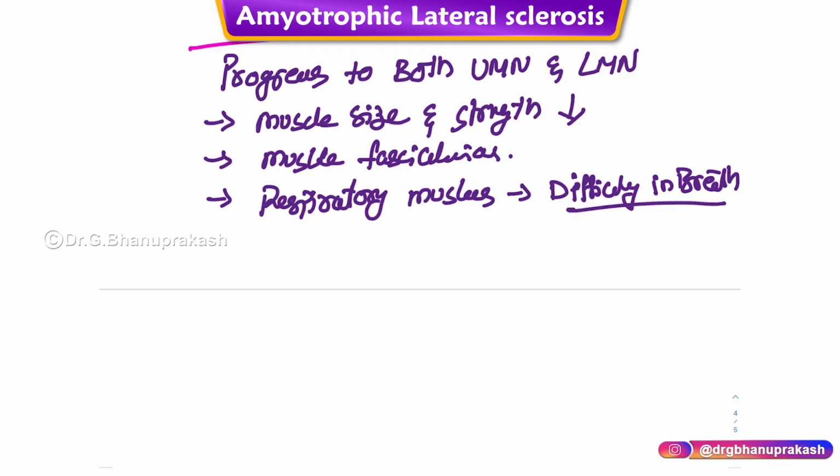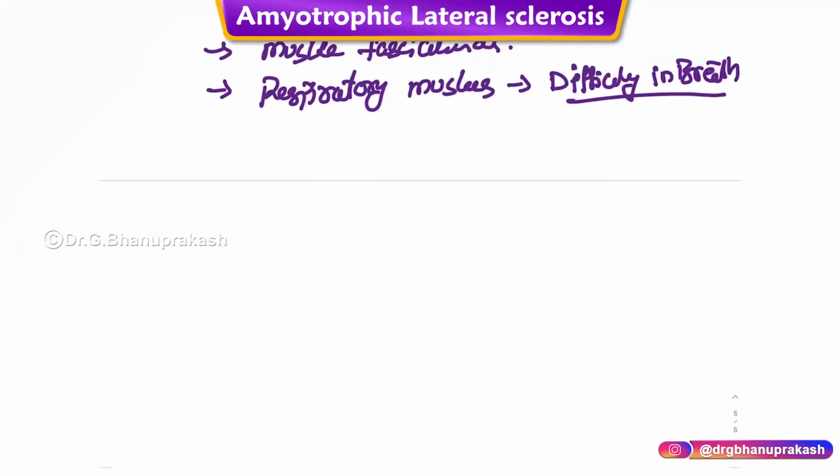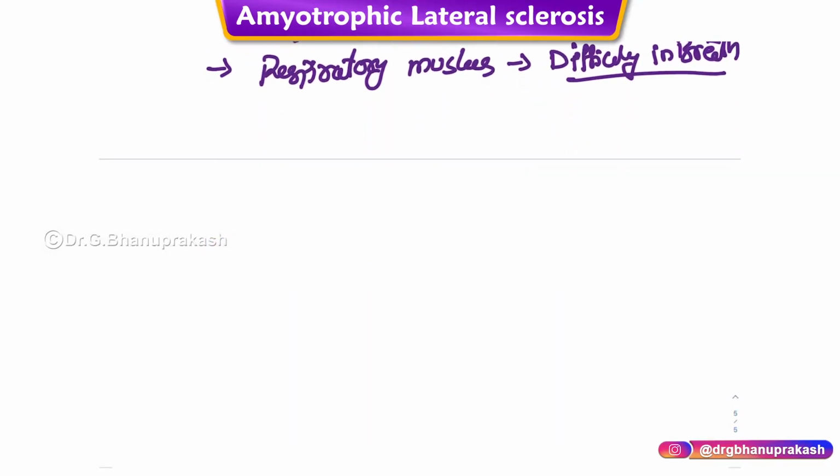There will also be a predisposition to the development of respiratory infections, and eventually the patient has to depend on mechanical ventilation, which eventually leads to death. So the last muscles which are generally involved in the later stages of the disease will be the respiratory muscles, and there will be difficulty in breathing. So these are the important manifestations of ALS.